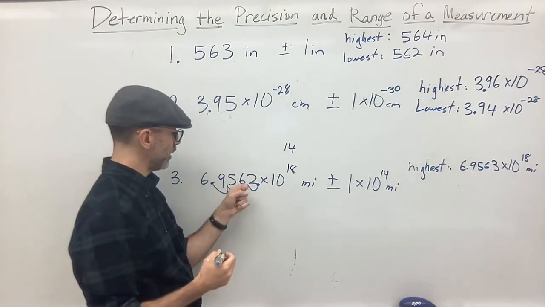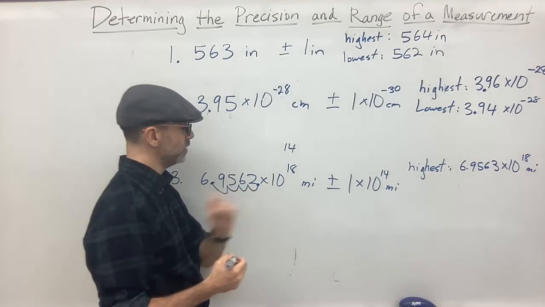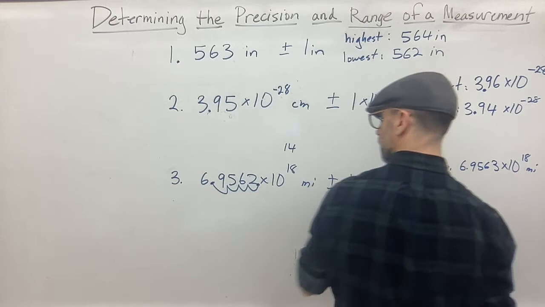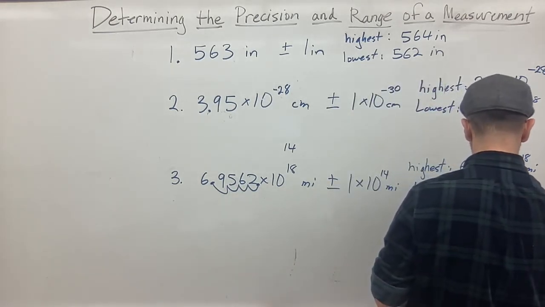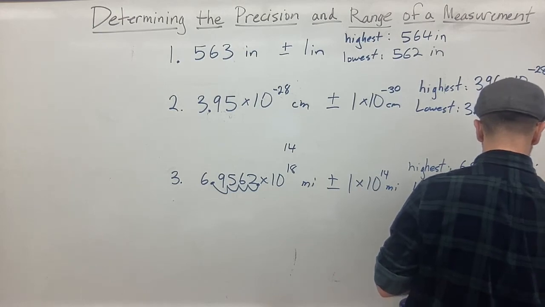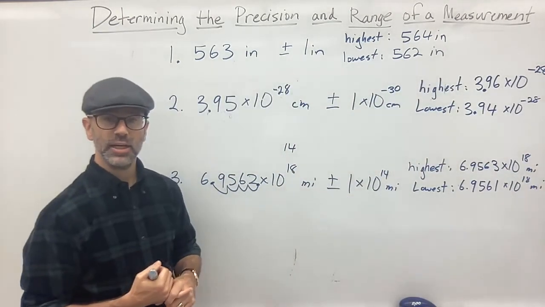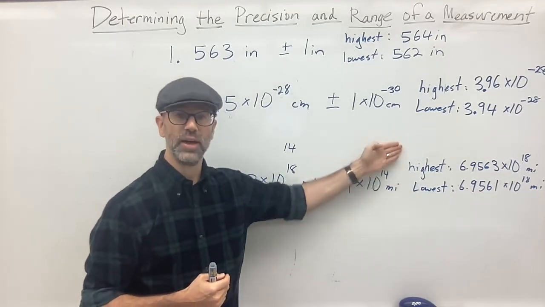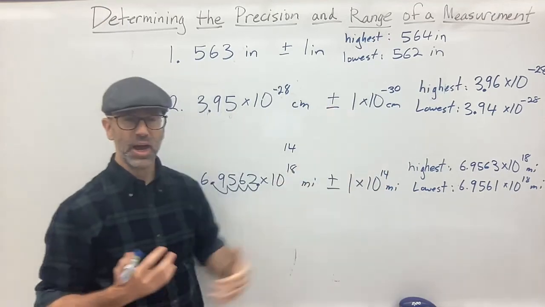And then to get the lowest value in your range, you subtract 1. So 6.9561 times 10 to the 18. So the lowest is 6.9561 times 10 to the 18 miles. And that's how you find the range, the highest and lowest values in the range, and your precision.